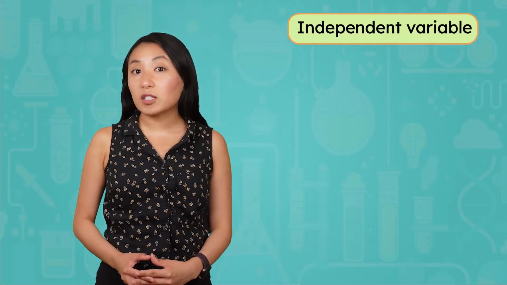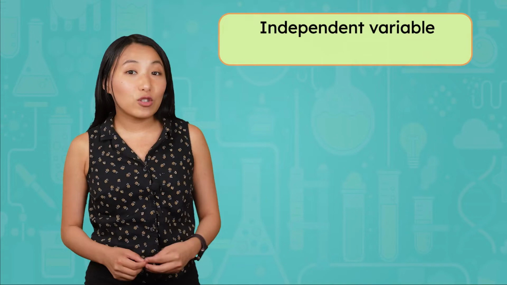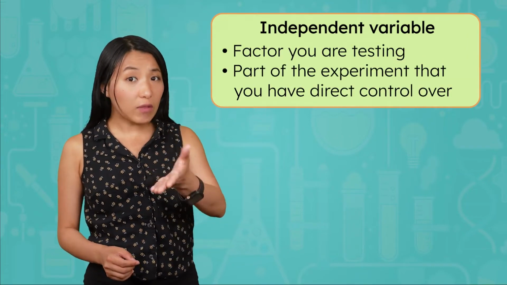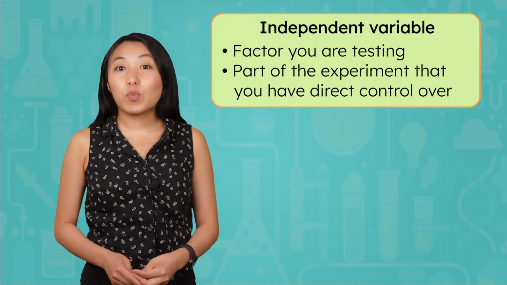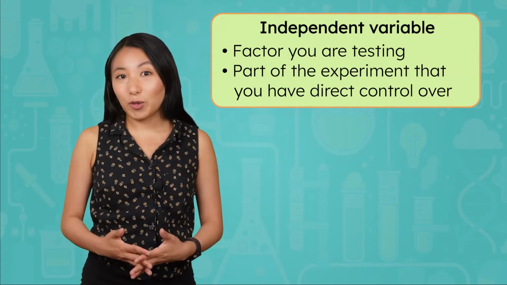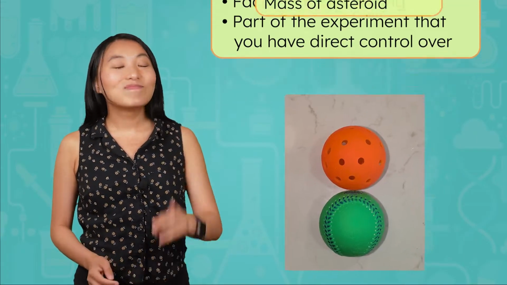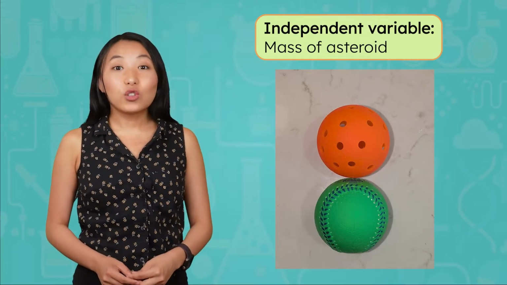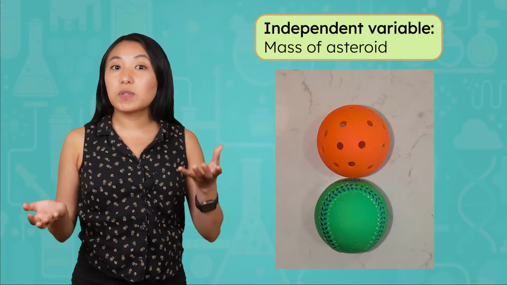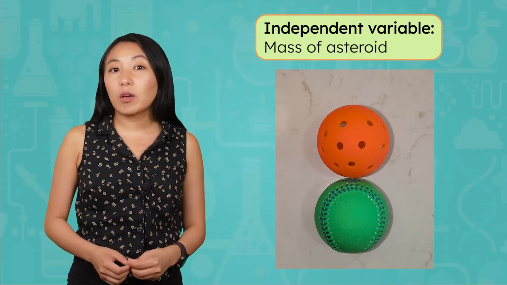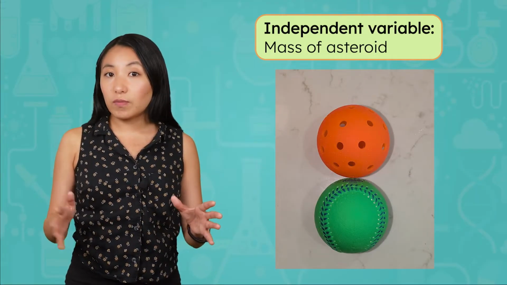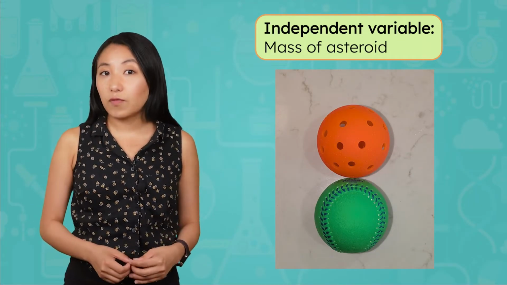The other variable we need to be aware of is our independent variable. This is the factor you are testing, and often the part you have some direct control over, which is why it's called the independent variable. What factor will you test in your experiment today? The mass of the asteroid. You'll intentionally pick two balls with different masses so that you can compare the craters made by each. Therefore, mass is the independent variable.